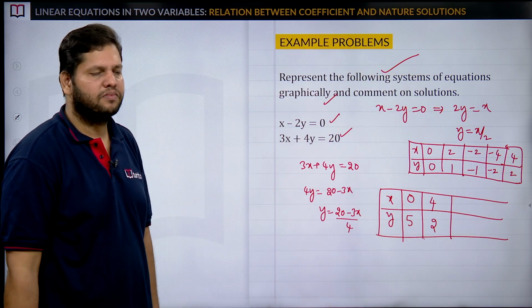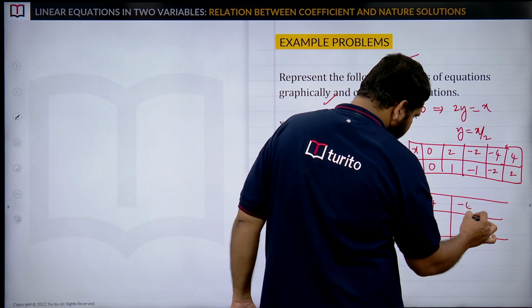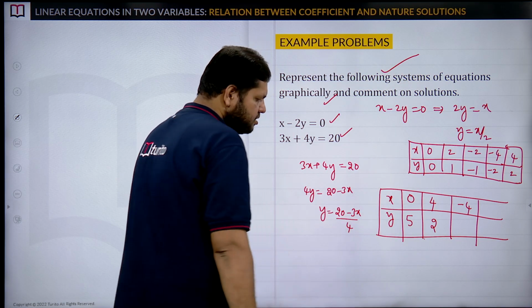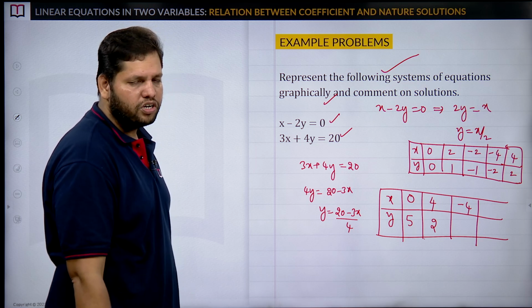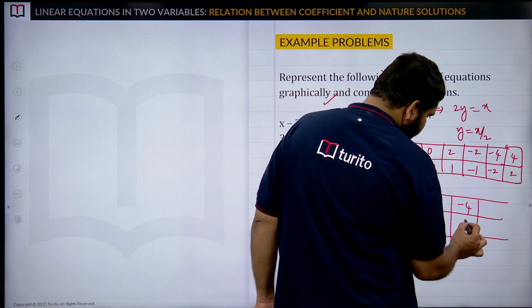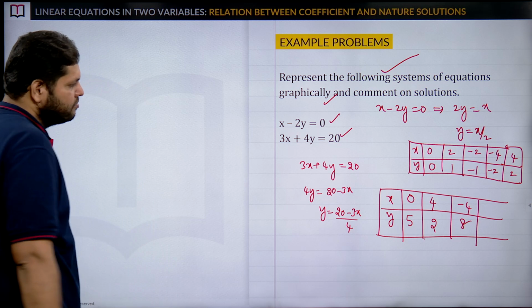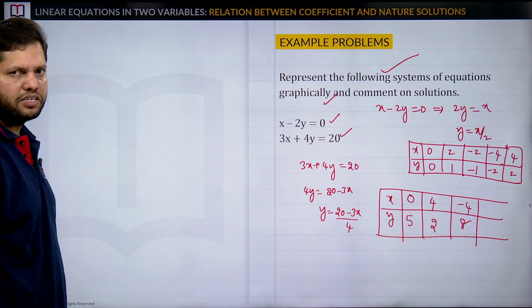Clear, children? So another point I'll take as something minus 4, children. Let us say minus 4. So minus 4 means it is minus 3 minus 4. So minus 3 into minus 4 is plus 12. So 20 plus 12 is 32. So 32 by 4 is equal to 8. So minus 4 and 8 is one more solution. Clear, children? So I am writing all the solutions of the first equation and second equation, isn't it?